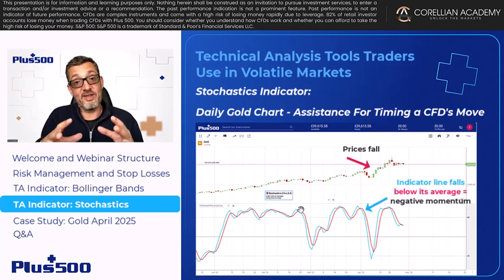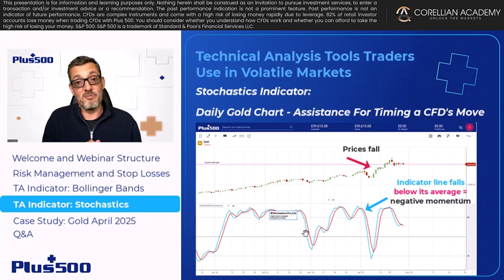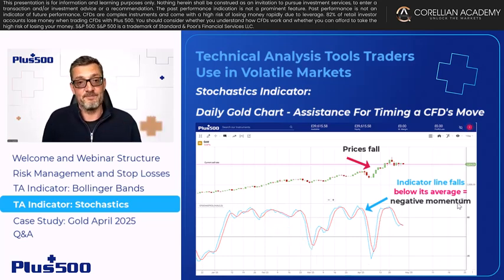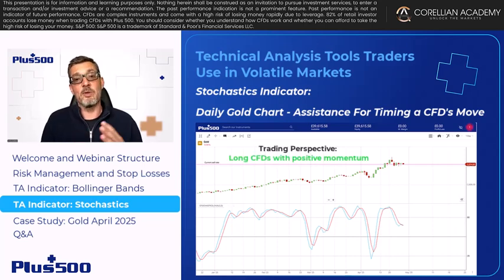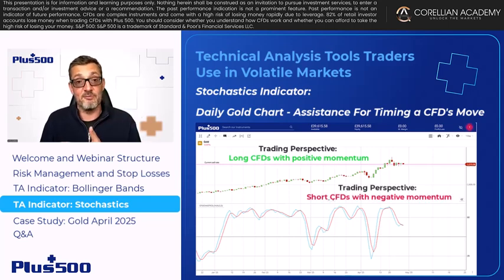As prices fall, the indicator line falls below its average and the CFD is said to have negative momentum, suggesting risk of prices moving to lower levels. From a trading perspective, we might want to look at being long of CFDs that have positive momentum and short of CFDs that have negative momentum, as this reflects the immediate directional risks within the price activity.